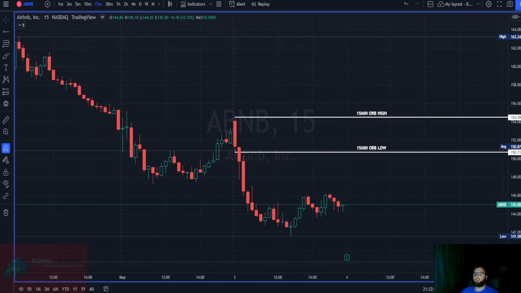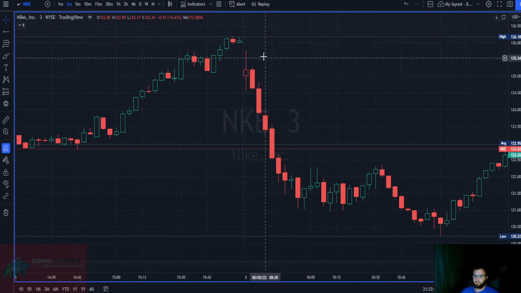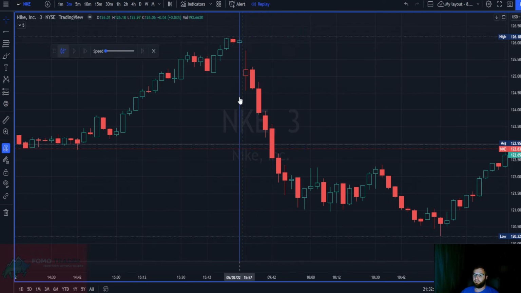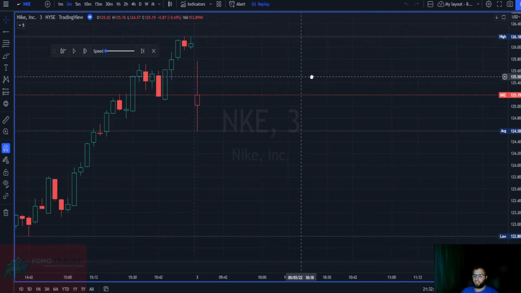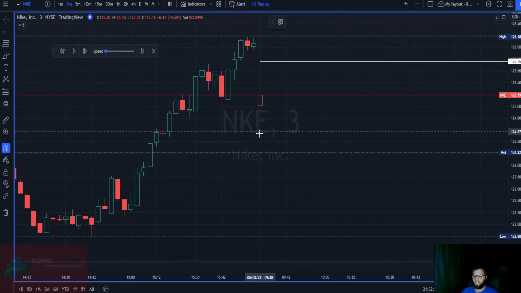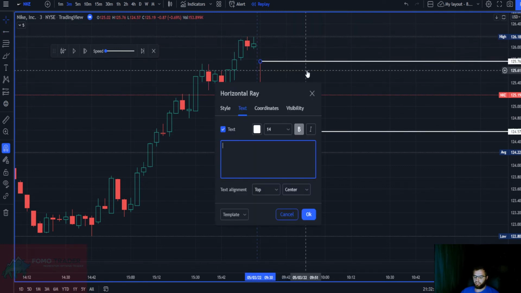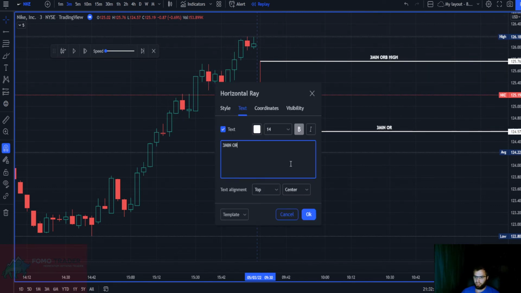And the third ticker we're going to look at, which would have paid the best out of any of them, is Nike. So we're going to look at it on the 3-minute time frame. Going to hit replay here. So bam, there's our first 3-minute candle. Step-by-step process again. We're going to plot the high. We're going to plot the low. So this is your 3-minute ORB high, and your 3-minute ORB low.